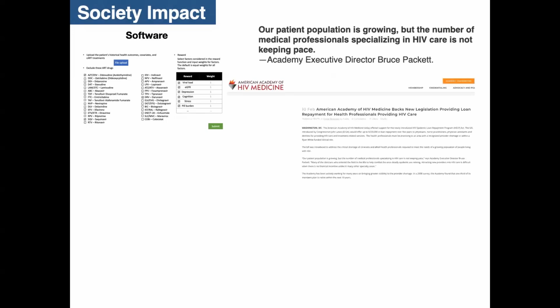Imagine if clinicians can use this software to treat patients, then it can help improve patients' outcomes, right? For example, as quoted by the academic executive director, he said our patient population is growing, but the number of medical professionals specializing in HIV care is not keeping pace. It's actually happening now in the US. In a lot of rural regions of the United States, people with HIV are treated by their primary physician, and their primary physician may not specialize in HIV.